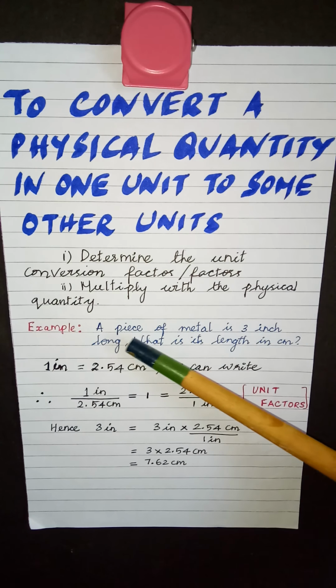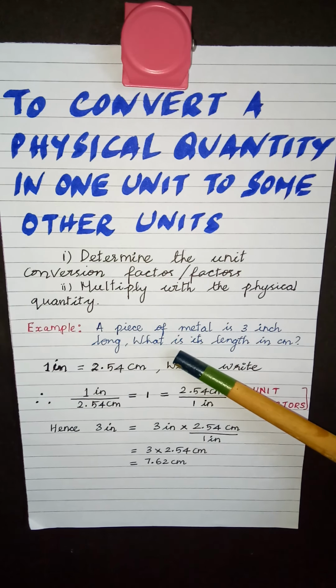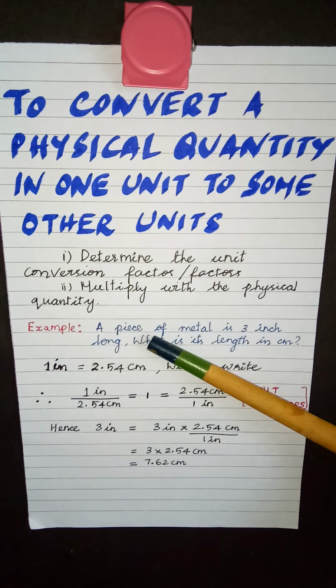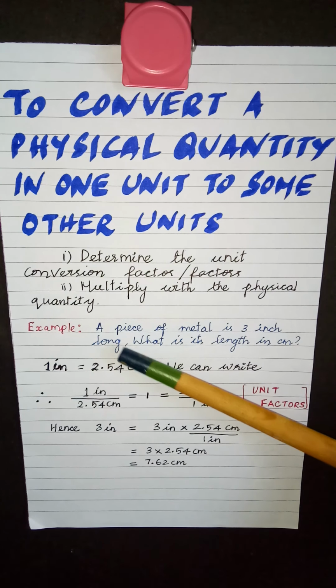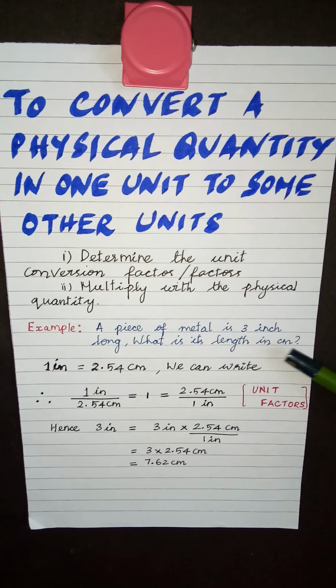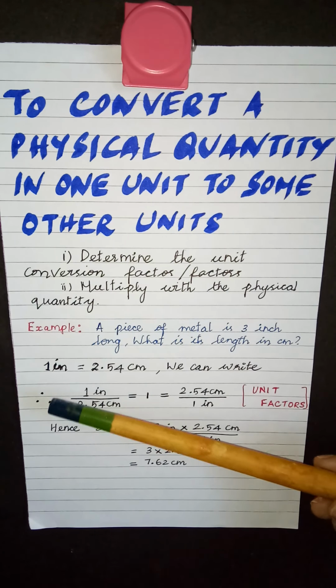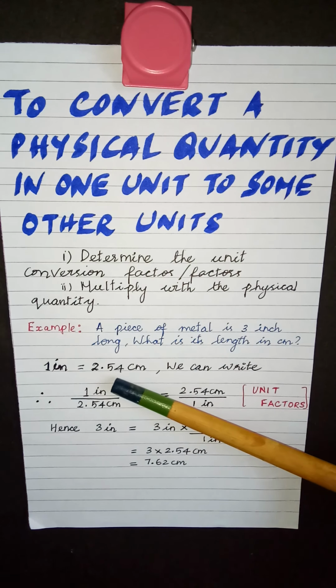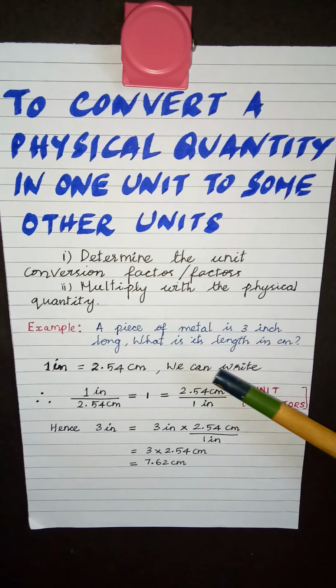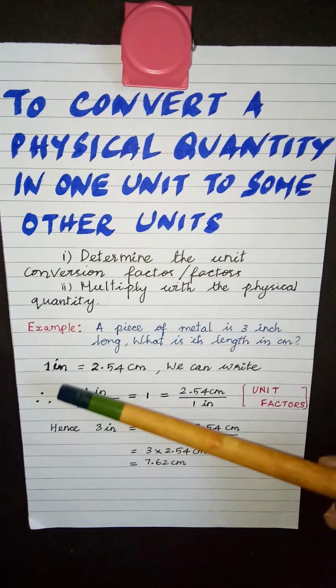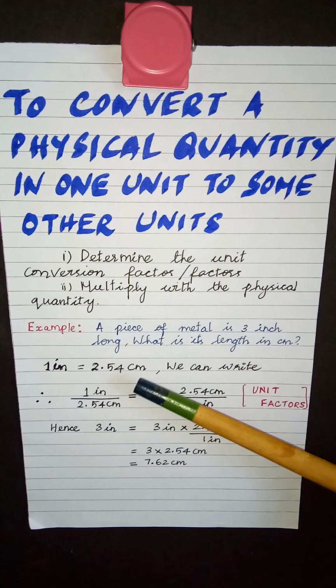In this example, you are asked to convert a piece of metal which is 3-inch long. What is its length in centimeter? So you are asked to convert inch into centimeter. So you already know 1 inch is equal to 2.54 centimeter. Just like you say 1 hour is equal to 60 minutes, 1 minute is equal to 60 seconds, you have 1 inch is equal to 2.54 centimeter.